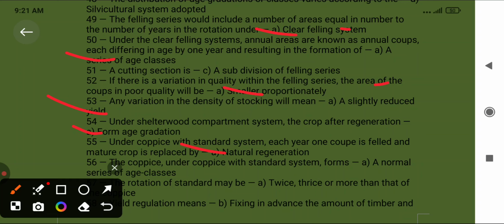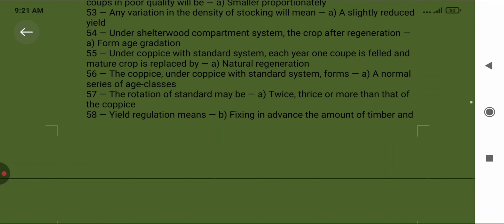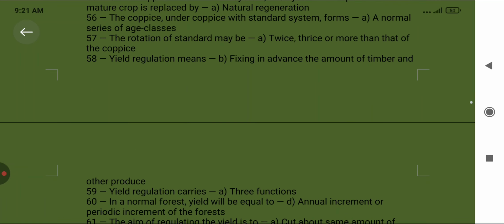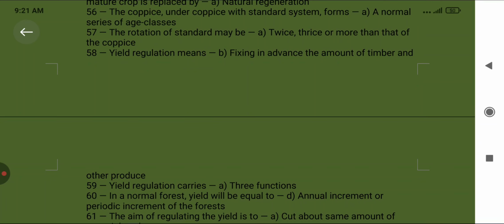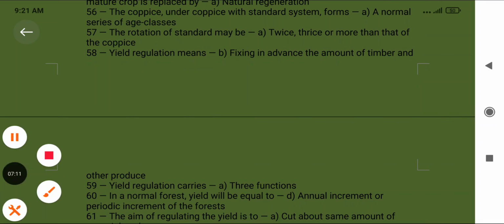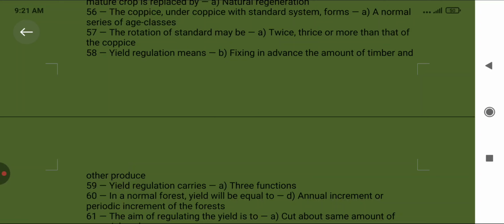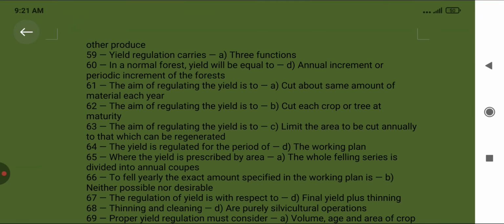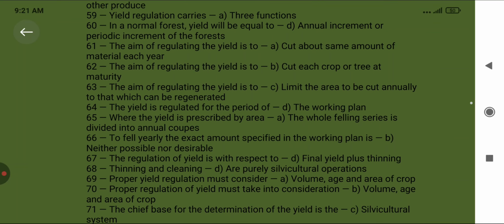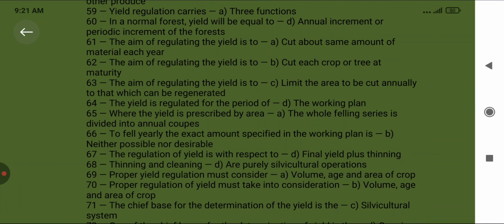The coppice under coppice with standard system has a normal series of age gradation, and the rotation of the standard may be twice or more than that of the coppice. Yield regulation means fixing in advance the amount of timber and other product. Yield regulation carries three functions.